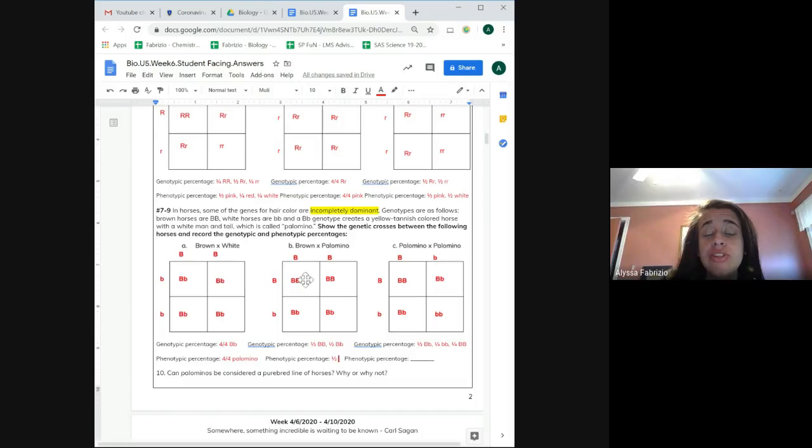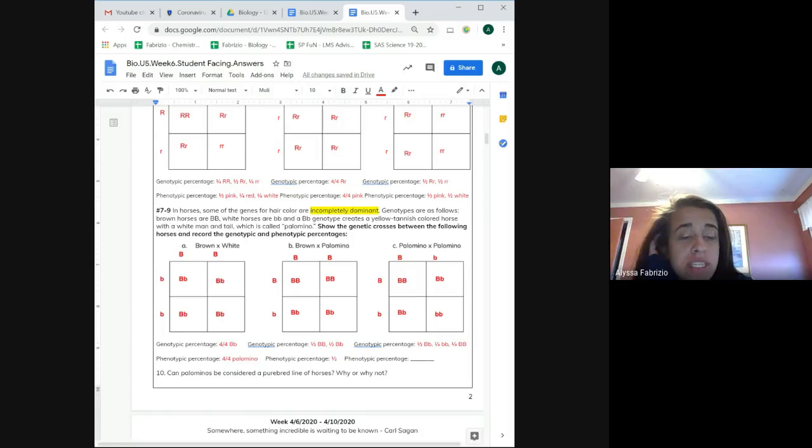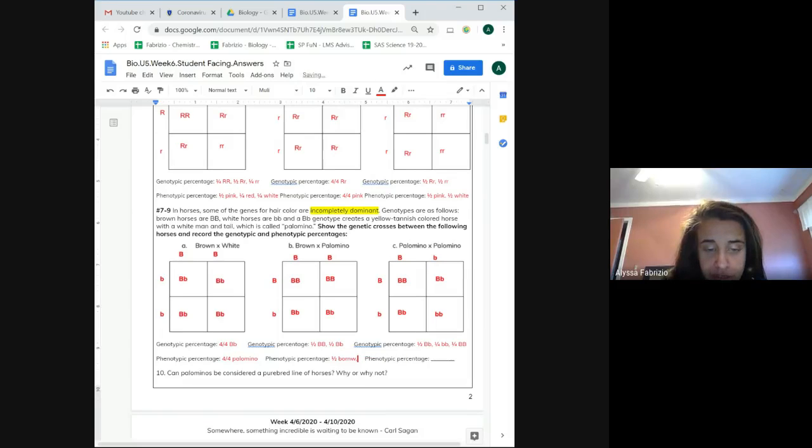Well, if we got two uppercase B's, right? So is that homozygous or heterozygous when we have two of the same allele? Homozygous. Very good. So what are two homozygous dominant horses gonna be? Brown. Brown, good.